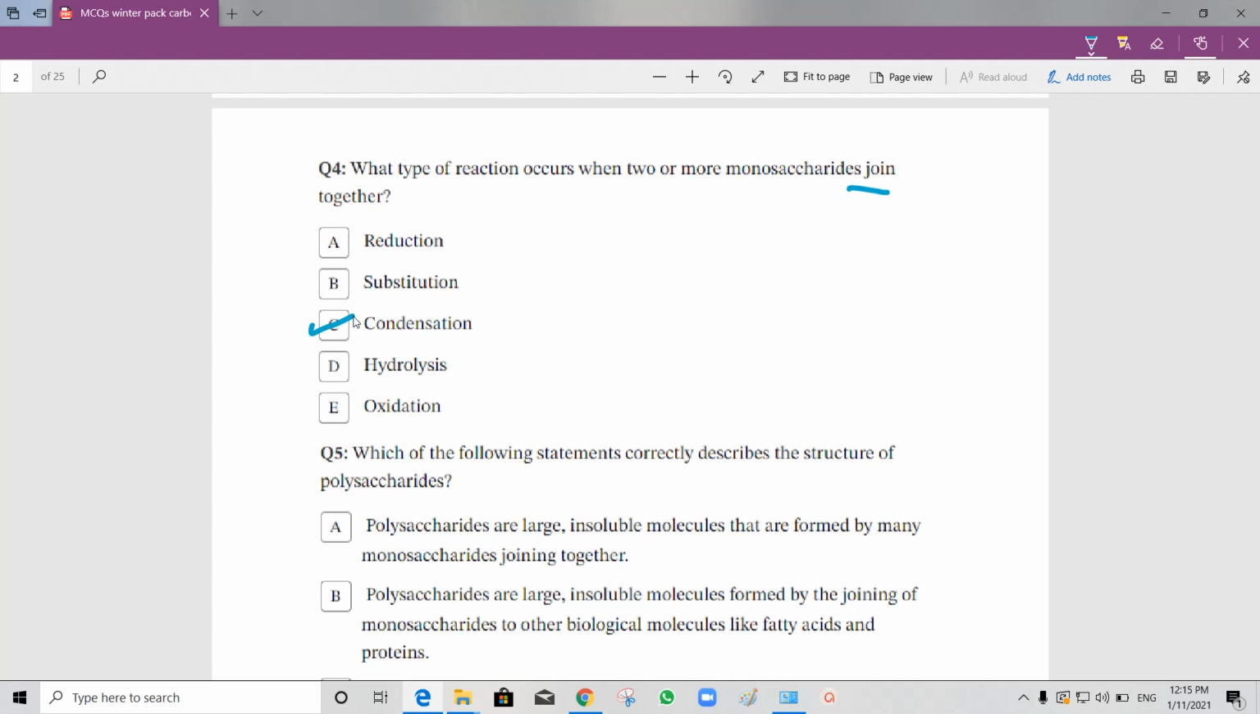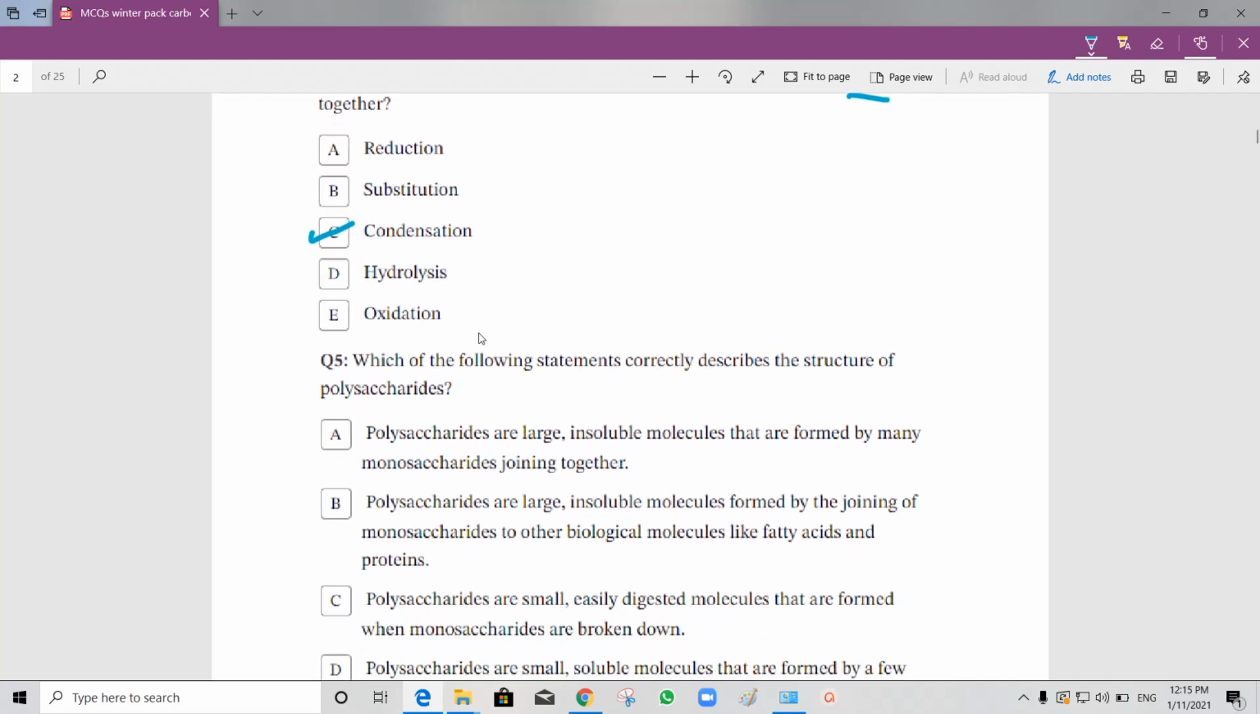Okay, you have to notice that condensation is opposite to hydrolysis. Condensation is opposite to what? Hydrolysis. Hydrolysis is breaking down, and condensation is making up. Okay? Here in hydrolysis, by the way, we add water. Condensation, we remove water molecule. Okay? Question 5.